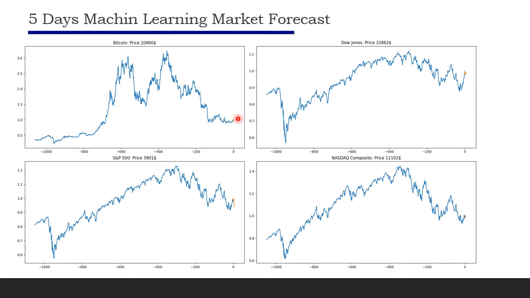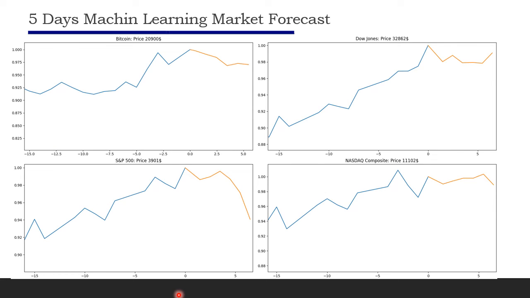Now let's focus on this forecast. Here you can see a zoom in of this price development for each index. This blue is the price development in the past, the normalized price by the actual price. One means the current price. And for each index, as you can see from this orange curve, these are the forecast, 5 days forecast for all of these indexes.